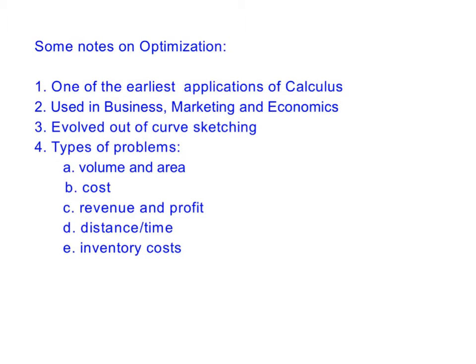Optimization is one of the earliest applications of calculus. Because it deals with extrema, maxes and mins, it's used in business, marketing, economics, to find things like greatest profit, least cost, the least amount of time, the most materials, maximizing the volume or the area, finding the greatest value or the least value, which makes sense. All those words have to do with a max or a min.